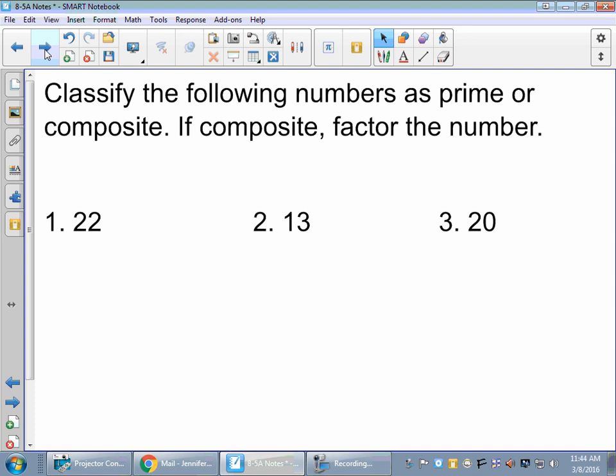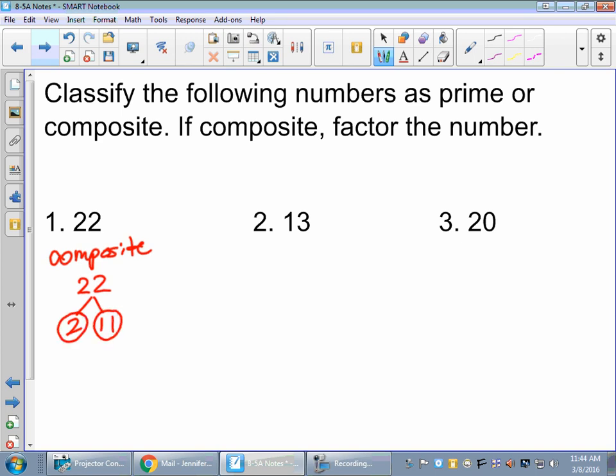So let's classify as prime or composite. If it is composite, we want to factor it completely. So 22 is a composite number. I know that because I can see that 2 and 11 go into it. So I'm going to do a factor tree. I'm going to break 22 into 2 and 11, and I realize this is prime and this is prime, so I'm done. So 2 times 11 is the factored form of 22.